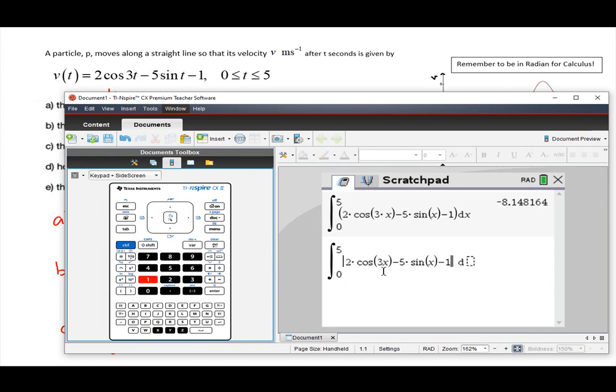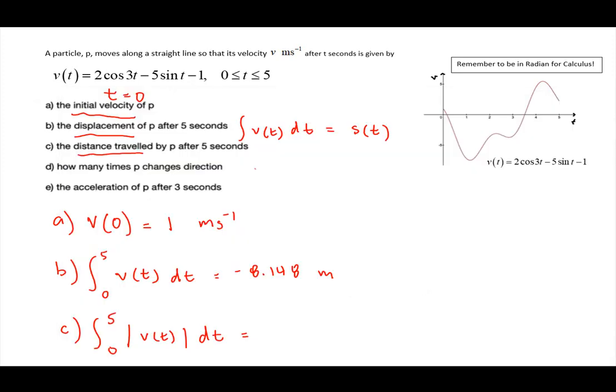Double check, make sure everything is typed in correctly. It looks like we're good. And then integrating with respect to x, click enter. We get 19.561. And the units for total distance traveled is also going to be in meters. Okay, so that's part C.